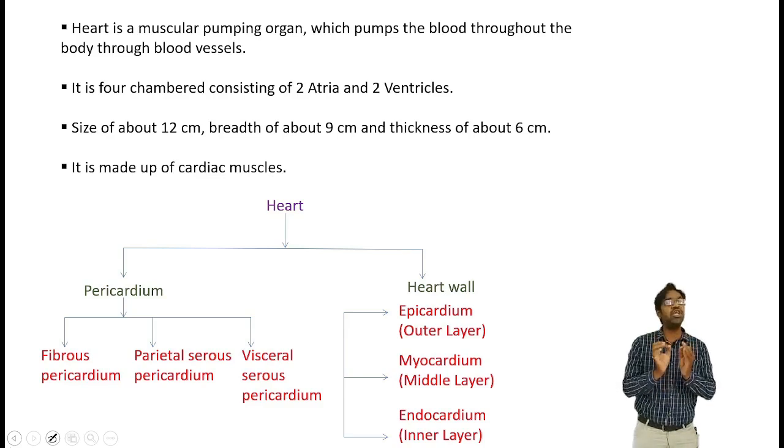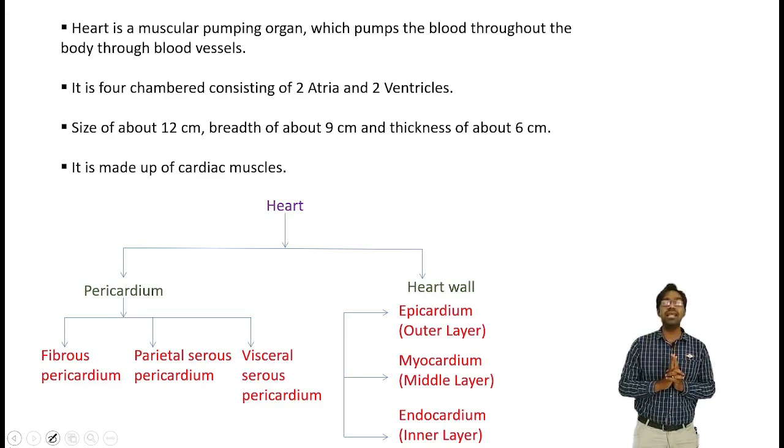The primary function of the heart is to pump the blood throughout the body so that oxygen as well as nutrients are transported to each and every part of the body cells, and also the carbon dioxide and metabolic waste from the body cells are transported back to the heart, from where they go to the lungs for the reoxygenation process. This is the process in which the heart functions.